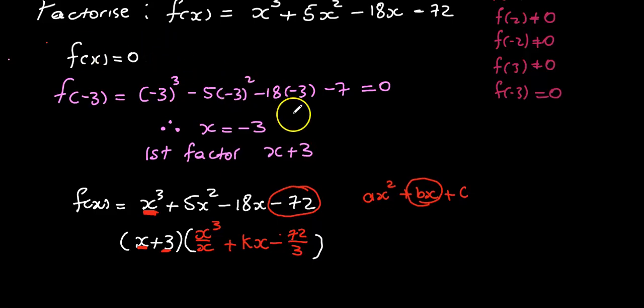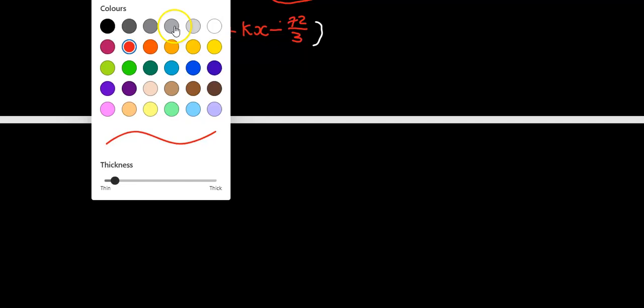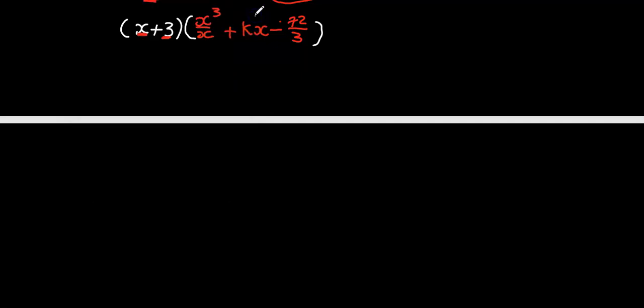So now what we're going to do from there, you just have to simplify this equation. So we're just going to write the equation down before we work on it. So if we simplify the equation, the first one is x plus 3. Inside the bracket, x to the power 3 divided by x is just x squared. Then we still have the kx, minus 72 divided by 3 is 24.